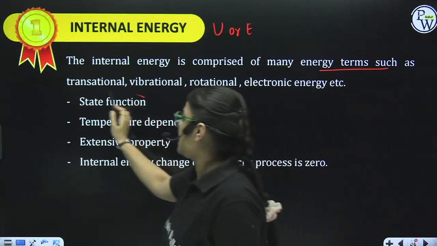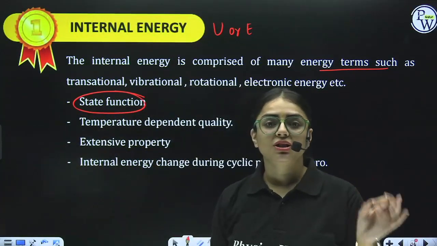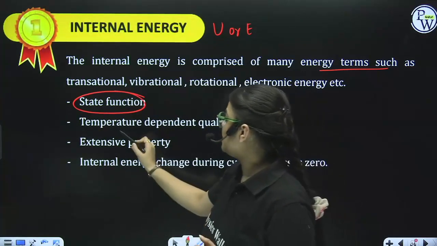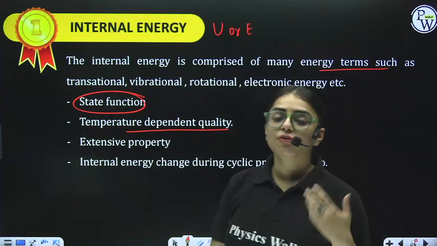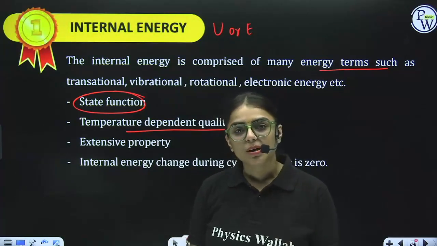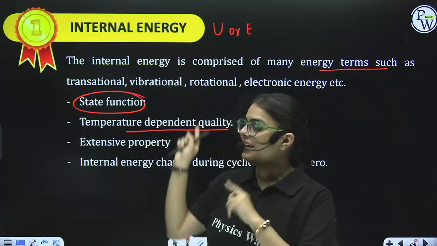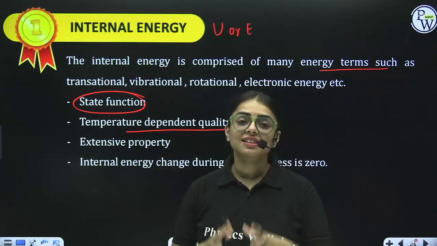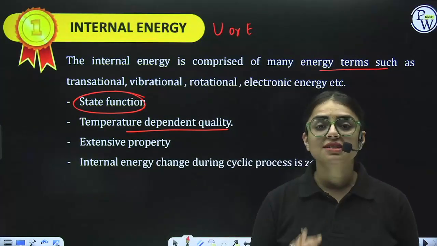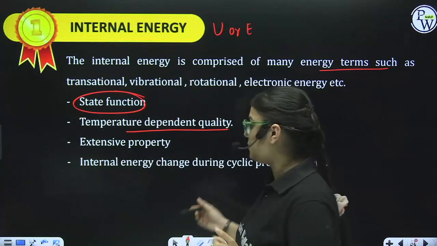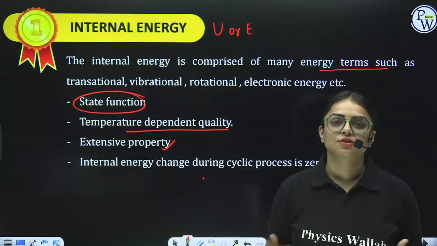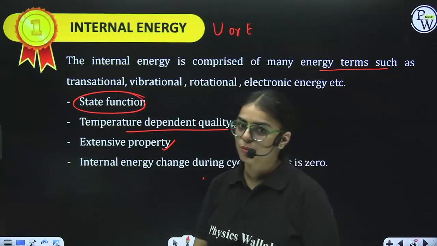It is a state function, already told you. It depends upon the initial and the final state of a system. Moreover, it is a temperature dependent quantity. If I say it is an isothermal process, always remember internal energy is a temperature dependent term. So if temperature is constant, the change in internal energy will become 0. Next, it is an extensive property. Why? Because it depends upon the mass of the system.